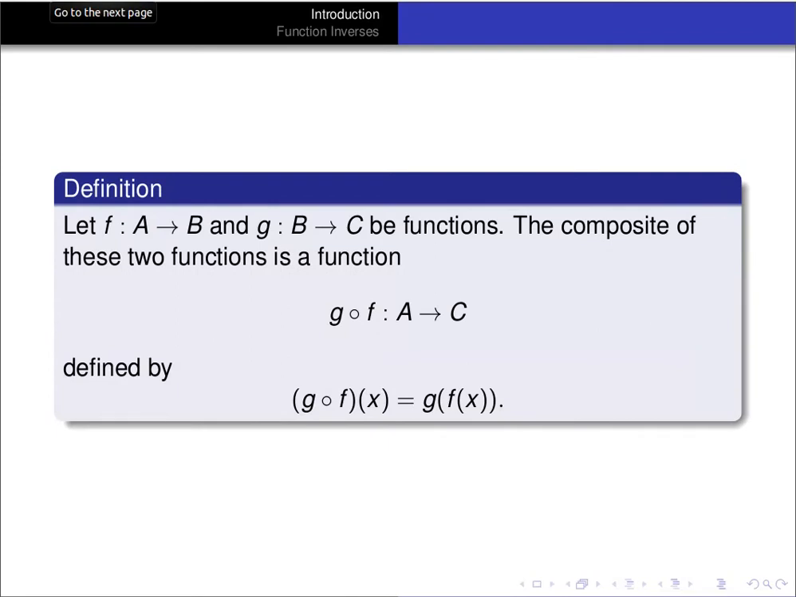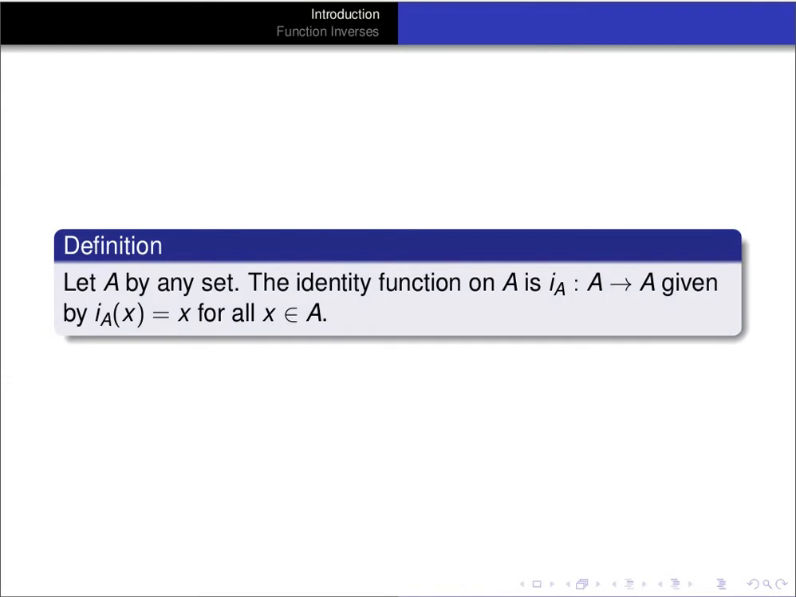If we have two functions, f from A to B and g from B to C, then the composite of these two functions, written g∘f, is a function from A to C, defined by (g∘f)(x) is g(f(x)). So it's g evaluated at the value f(x). If A is a set, the identity function on A is denoted I_A. It's a function from A to A, given by I_A(x) is equal to x for all x in A.